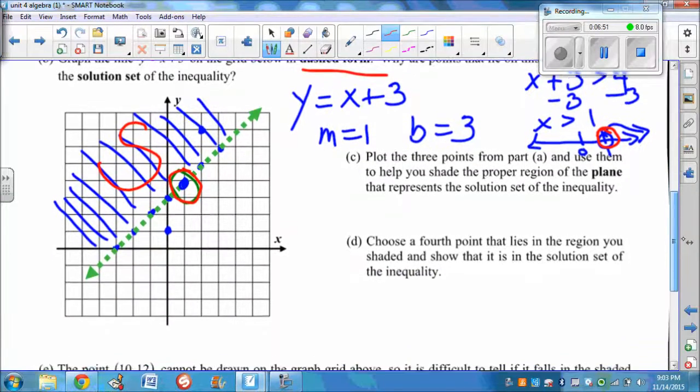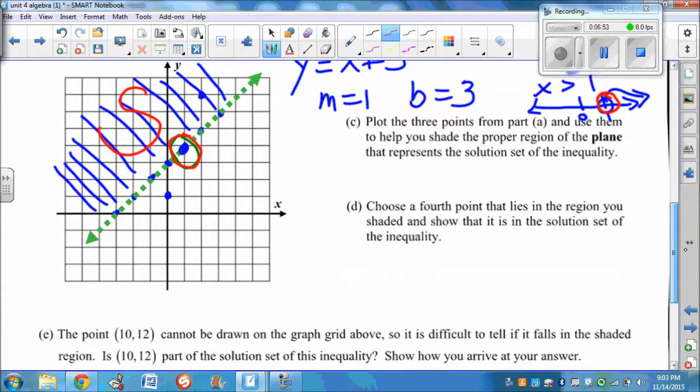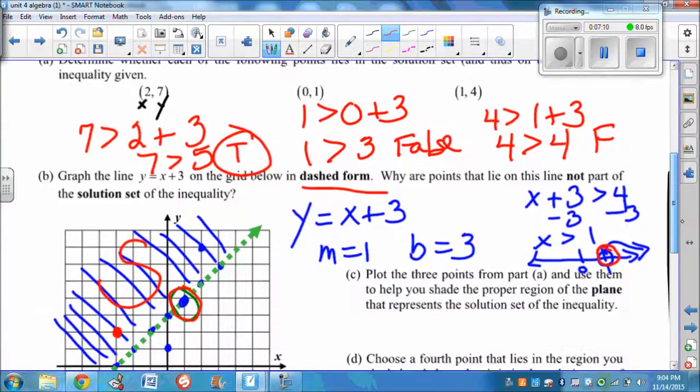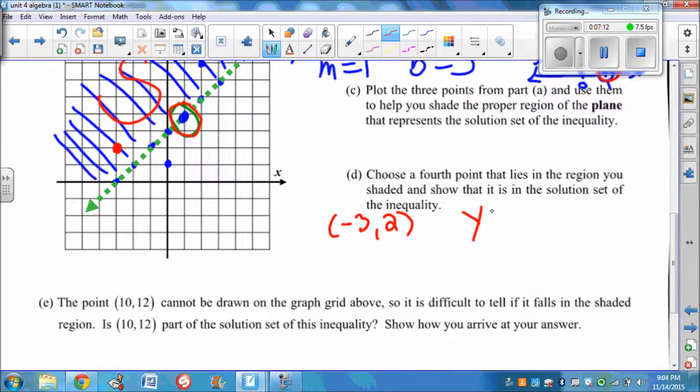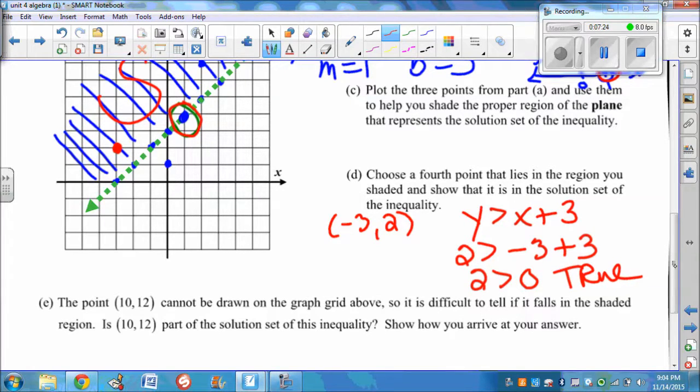Now it says choose a fourth point that lies in the region you shaded and show that it is a solution to the inequality. So I don't know, let's try (-3, 2). And y is greater than x plus 3 was our initial inequality. Let's see. So is 2 greater than -3 plus 3, and is 2 greater than 0? That is absolutely true.